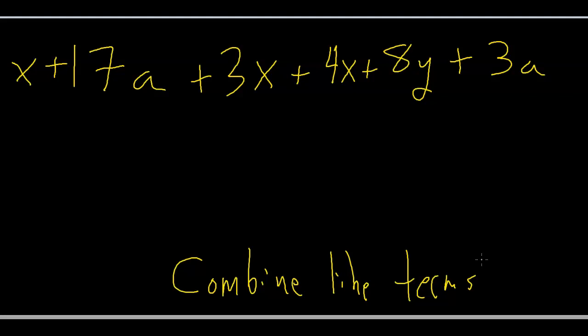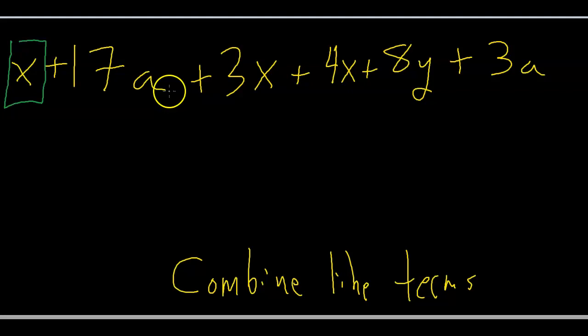We have x plus 17a plus 3x plus 4x plus 8y plus 3a. Okay, so the way you want to do this is, obviously we're always going from left to right. A good way to start out, especially if you're kind of new to this, is maybe to explicitly make a note of what our like terms are. Clearly we have an x term. We're starting with positive x, because there's not a negative sign in front of it.